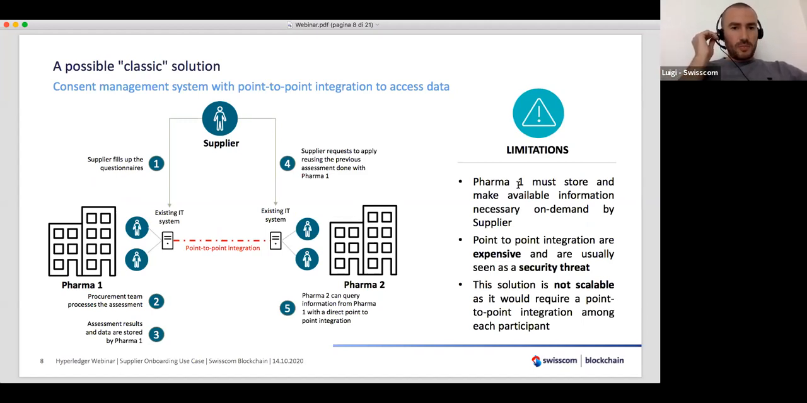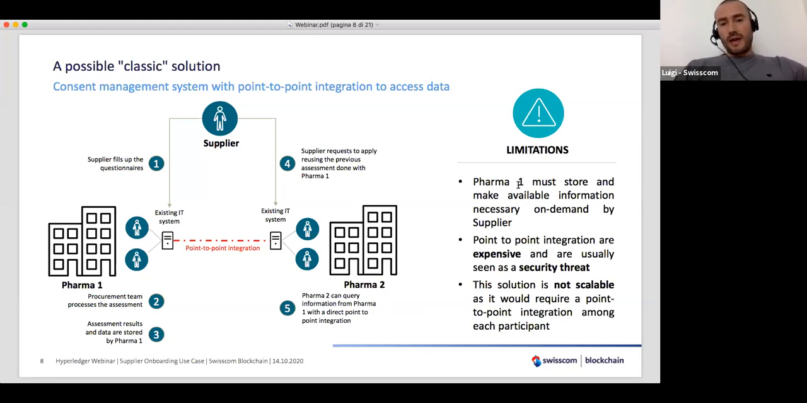First of all, as I told you, the process right now is quite easy. Step number one, the supplier needs to fill up a lot of questionnaires and provide a lot of attachments to the pharma, in this case Pharma One, with which he would like to start working. Then the second step, on the pharma side, is to evaluate the data, run the assessment, and figure out the risk ratio associated with this particular supplier. And then finally, the outcome of this assessment may be stored in the data center of Pharma One. And this is actually already happening.